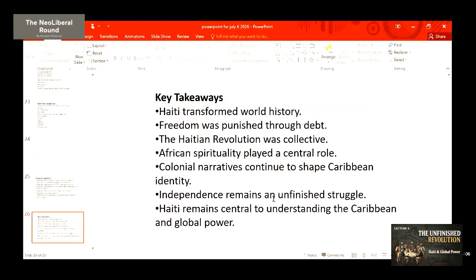Key takeaway: Haiti transformed world history. Freedom was punished through debt. The Haitian Revolution was collective. African spirituality played a central role. Colonial narratives continue to shape Caribbean identity. Independence remains an unfinished struggle. Haiti remains central to understanding the Caribbean and global power.